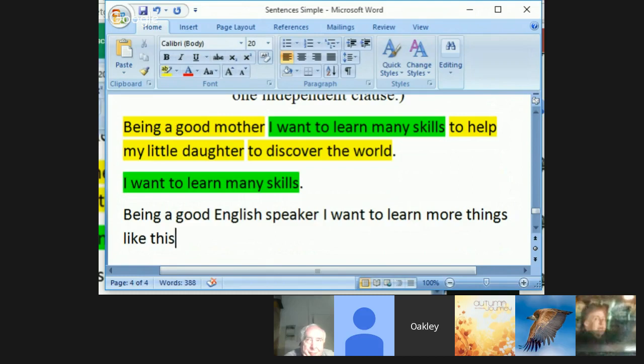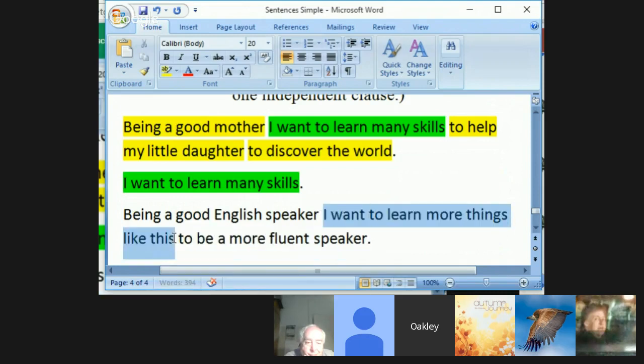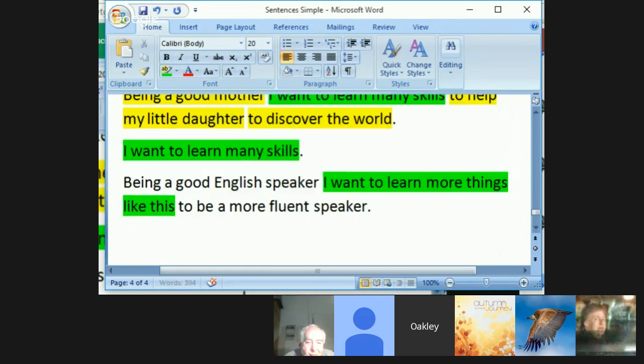Okay, and then what did you say? Maybe being a bit... to be more fluent, more fluent speaker. To be a more fluent speaker. Yes, you would need to use the article there. Good correction. Okay, what's your independent clause here? I want to learn more things like this. Yeah, I guess I'd have to include like this here. Yeah, that's it. All right, that's fine.